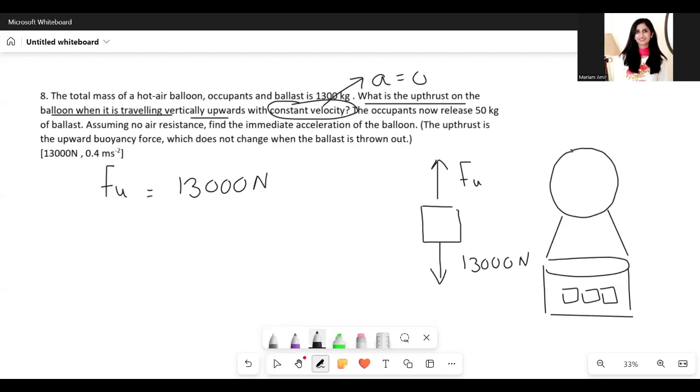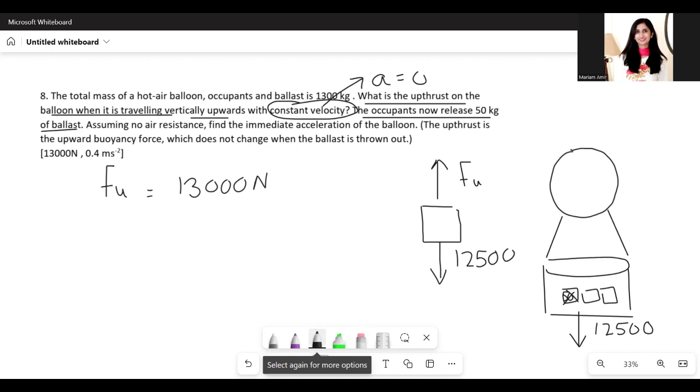Okay. Assuming no air resistance, before that it says that the occupants now release 50 kg of ballast. So one of these is, let's say 50 kg, they release it. So once that's released, the mass of the system now becomes 1250 kgs. So the weight is going to be 12,500 newtons. So the downward force is going to be 12,500 newtons.